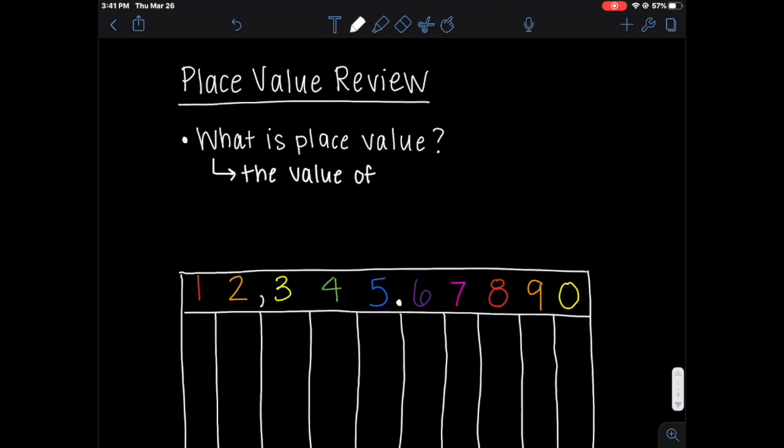The value of a digit depending on its place in a number.